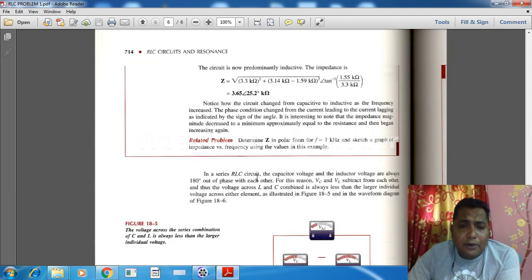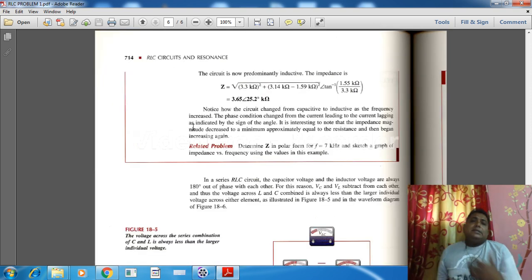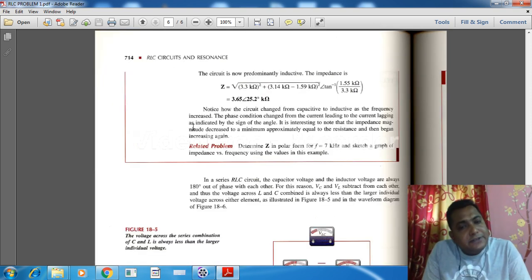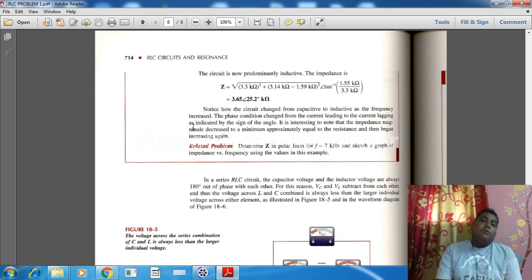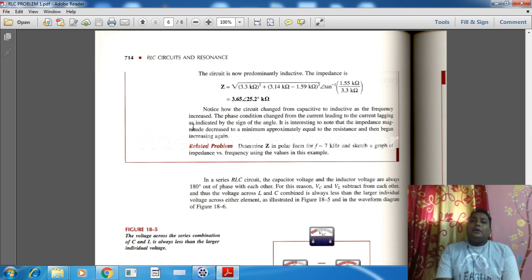And when it is plotted at 5 kilohertz, at that time, see, the value is 3.65 and the angle is now in the positive domain. See what is the angle? 25.2 degrees. So just visualize, with the change of the frequency, the magnitude of the impedance and the phase angle of the impedance are changing.